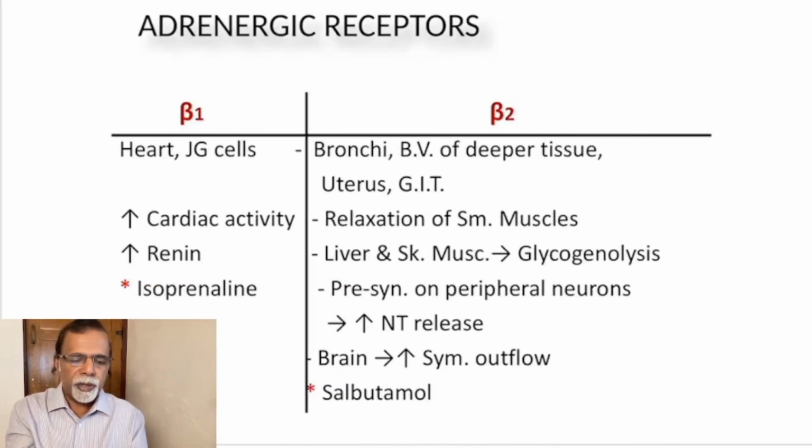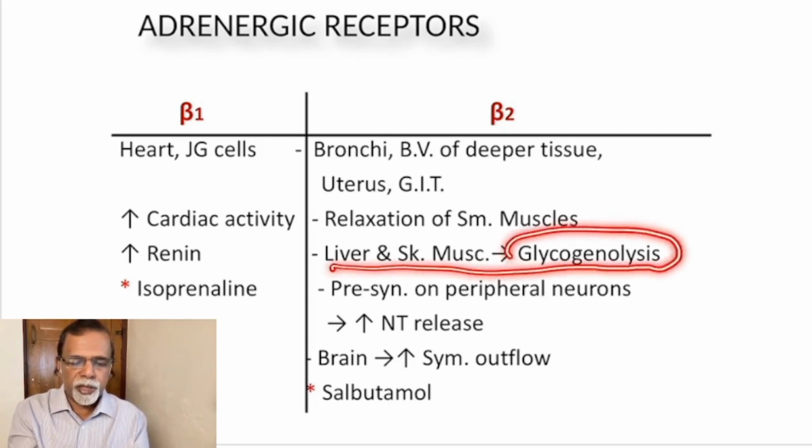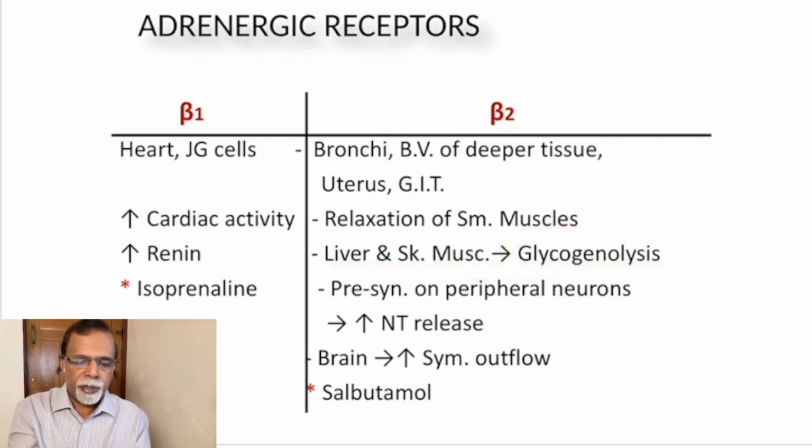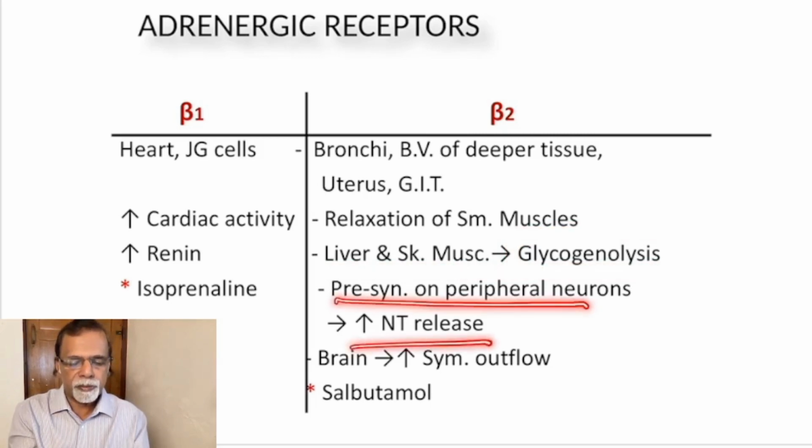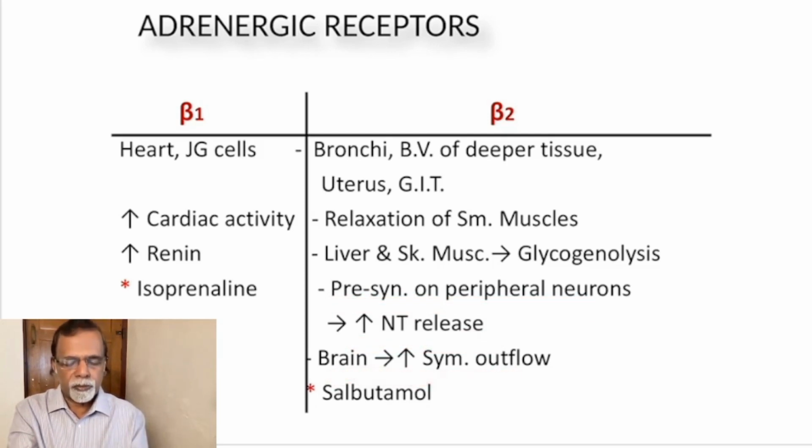So let us look into beta 2. Beta 2 is in the bronchi and the blood vessels of deeper tissue. That is why beta 2 stimulation can lead to a decrease in peripheral resistance to a lower extent. Very important, remember the uterus. In the liver and skeletal muscles, it produces glycogenolysis. In the presynaptic or peripheral neurons, it increases neurotransmitter release. In the brain, it increases the sympathetic outflow.